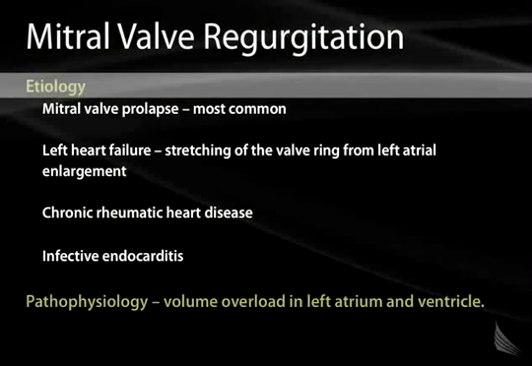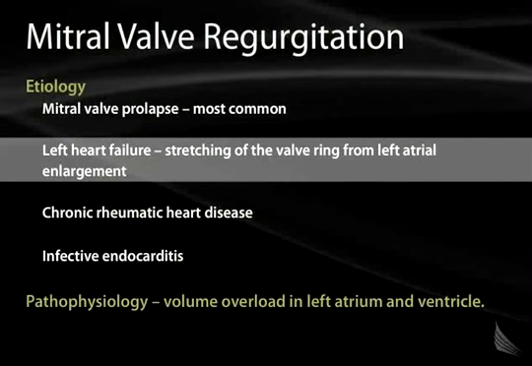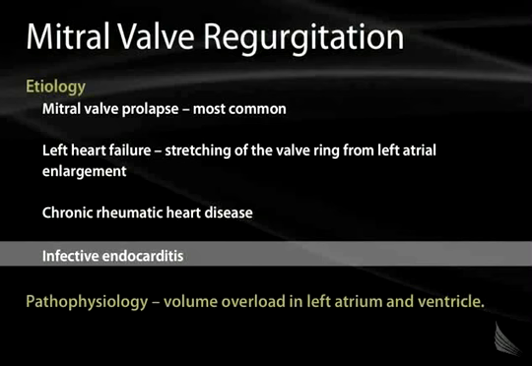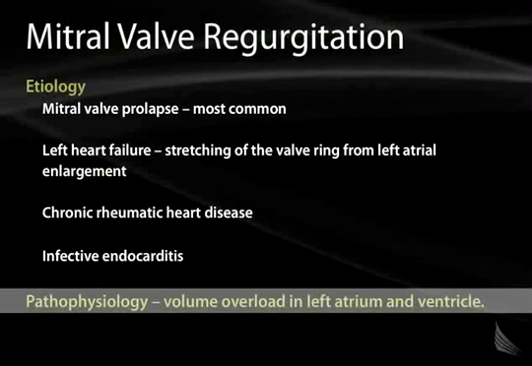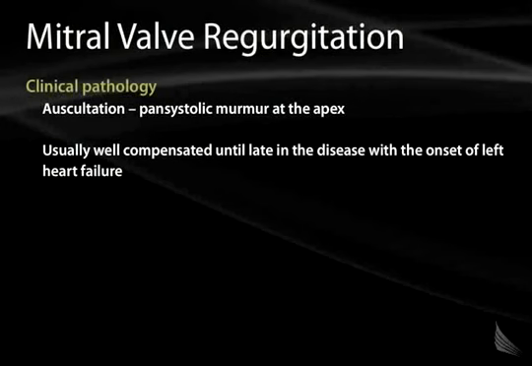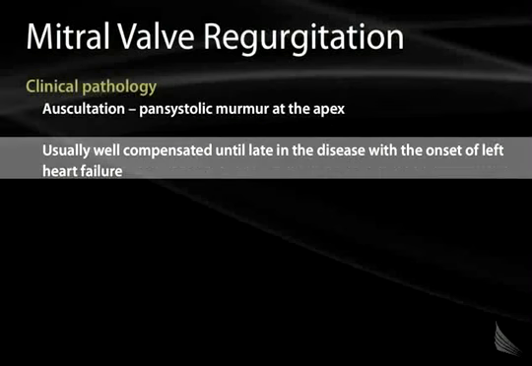Etiologies of mitral valve regurgitation include mitral valve prolapse, left heart failure, which leads to stretching of the valve ring from left atrial enlargement, chronic rheumatic heart disease, and infective endocarditis. The syndrome that MR leads to is volume overload in the left atrium and left ventricle, leading to auscultation findings of a pan-systolic murmur heard at the apex. That's usually well compensated until late in the disease with the onset of left heart failure.